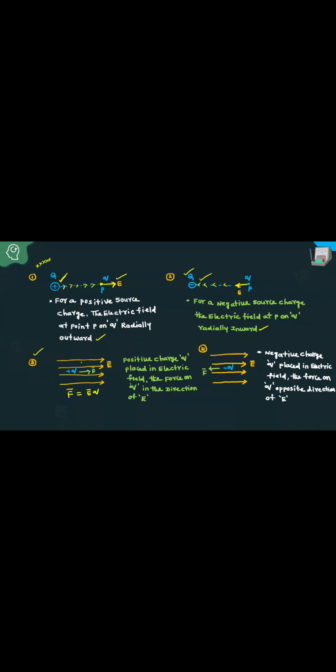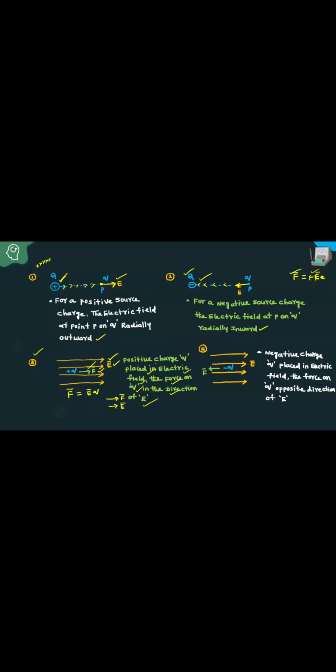If any positive charge is placed in an electric field, the force is in the direction of the electric field. But at the start of yesterday's class, I told F equals minus E bar into Q. Why did I take this negative sign? Because that is the electron, the negative charge. Force and electric field are opposite if it is an electron. If it is a positive charge, force and electric field are in the same direction. That is, for positive charge Q placed in an electric field, the force on Q is in the direction of E.